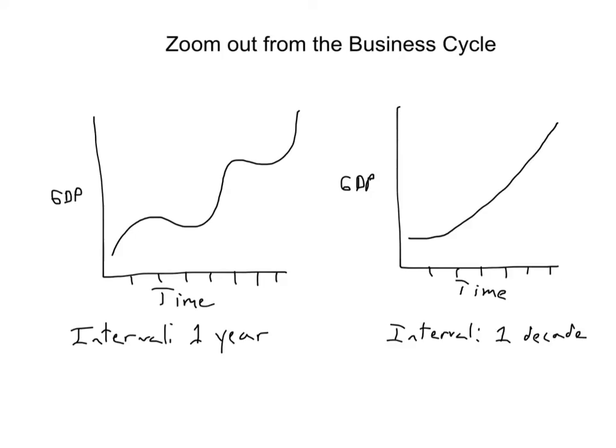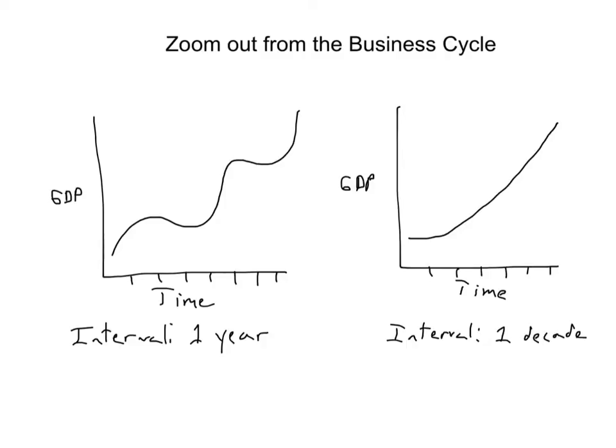Alright, so at this point you know that the business cycle looks like this with expansion, peak, contraction, trough, and then the cycle starts over. Expansion, peak, contraction, trough. And this is GDP over time again. And so let's just say that each of these little intervals is 1 year. Okay, so this is a fairly short-term outlook.